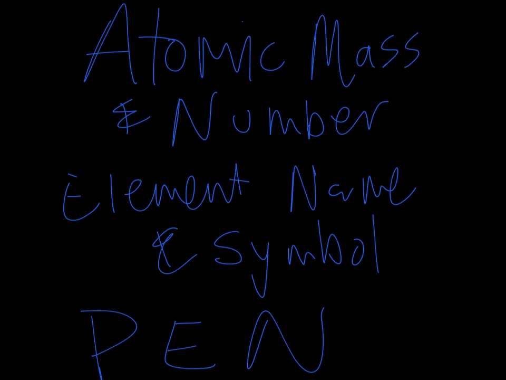What you should leave knowing today is what the atomic mass is and how we find it, as well as the atomic number. What is the element name and symbol, and where do we find it when we're looking at a key on the periodic table? And how do we determine our protons, electrons, and neutrons just by looking at a simple key like we did for carbon and nitrogen?